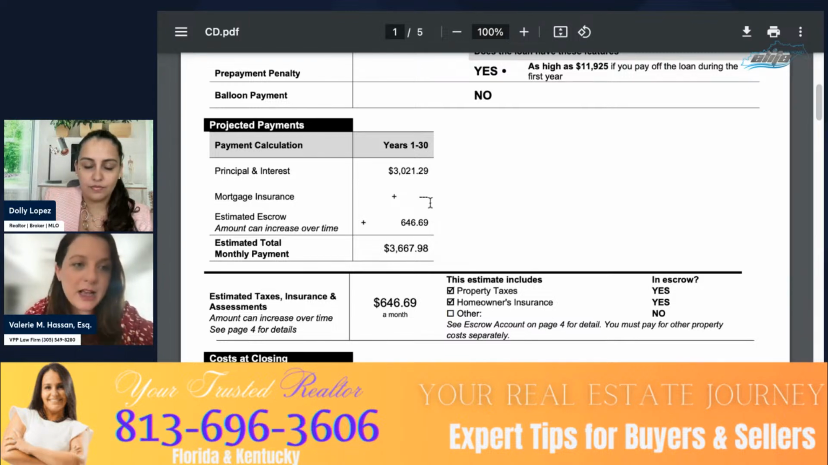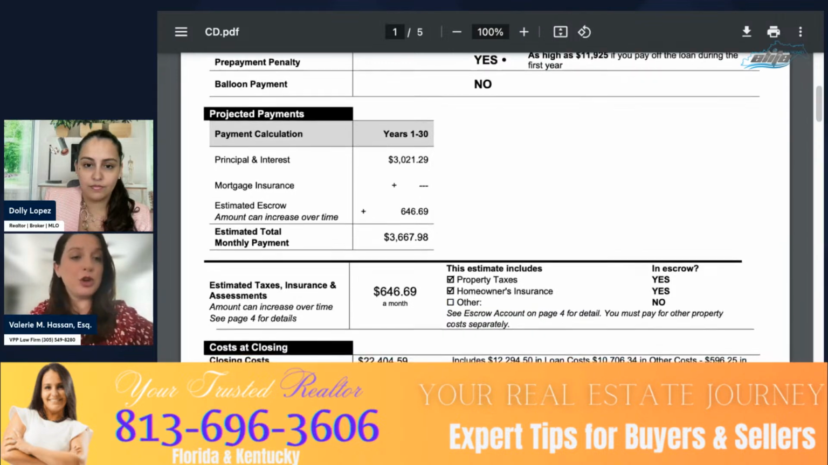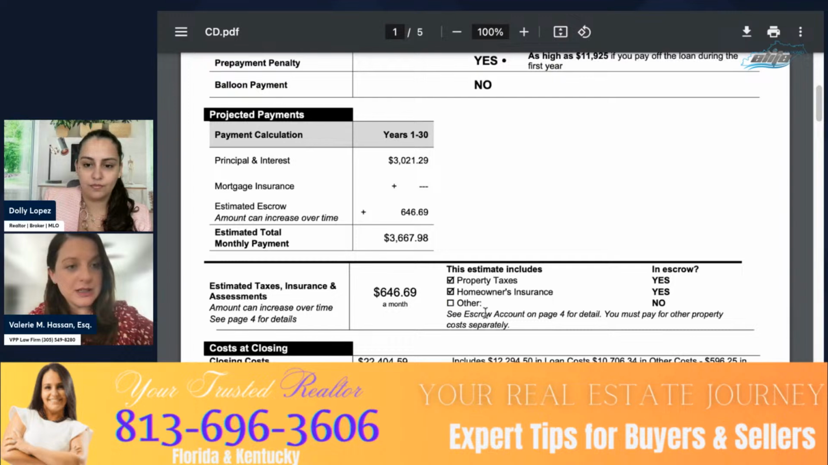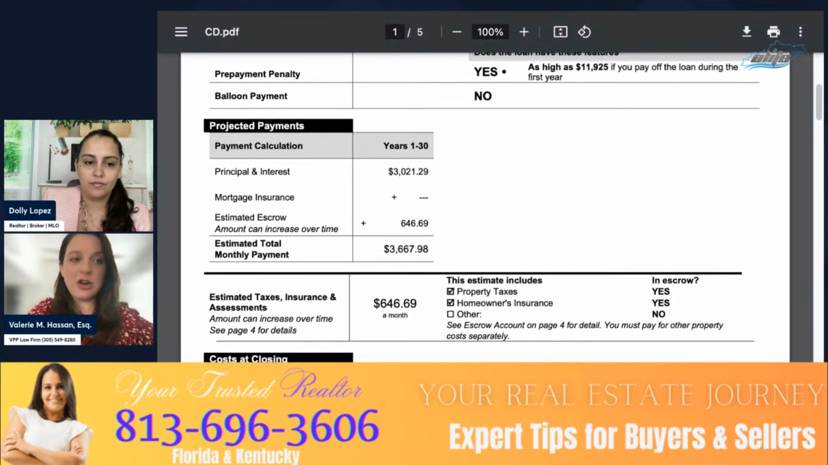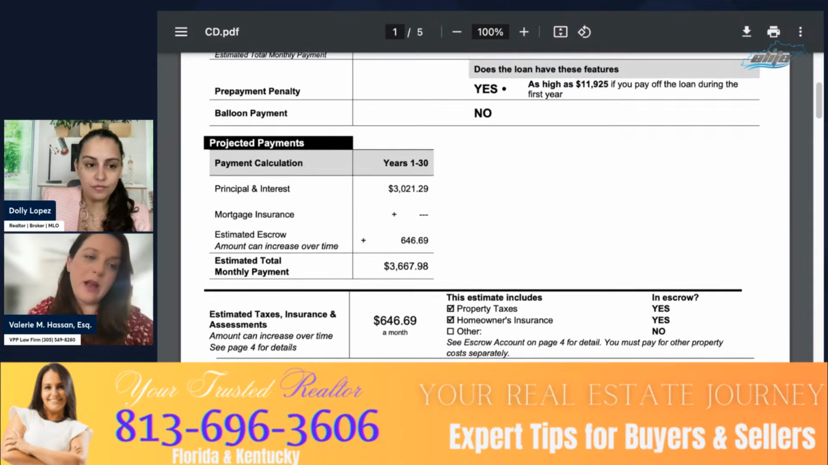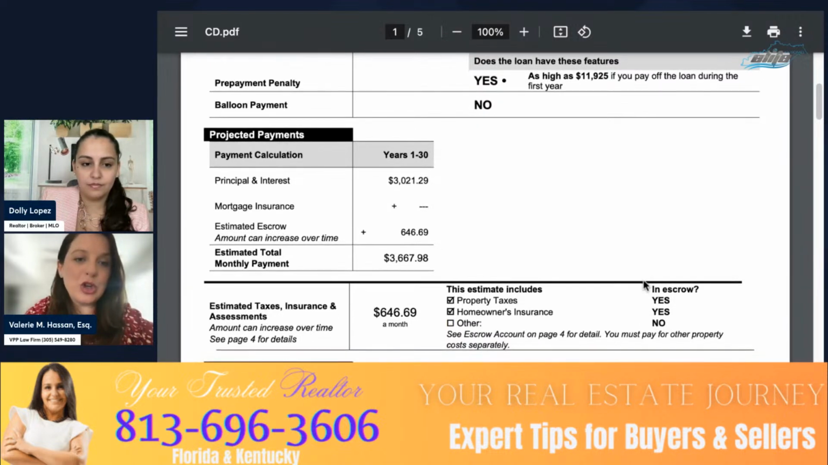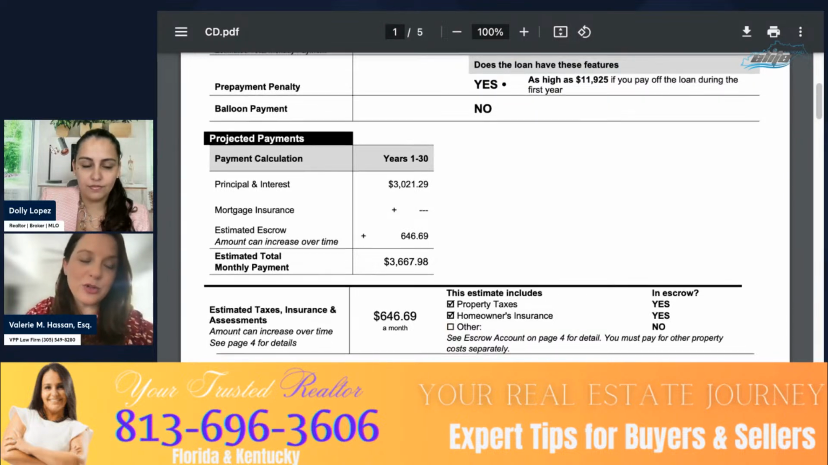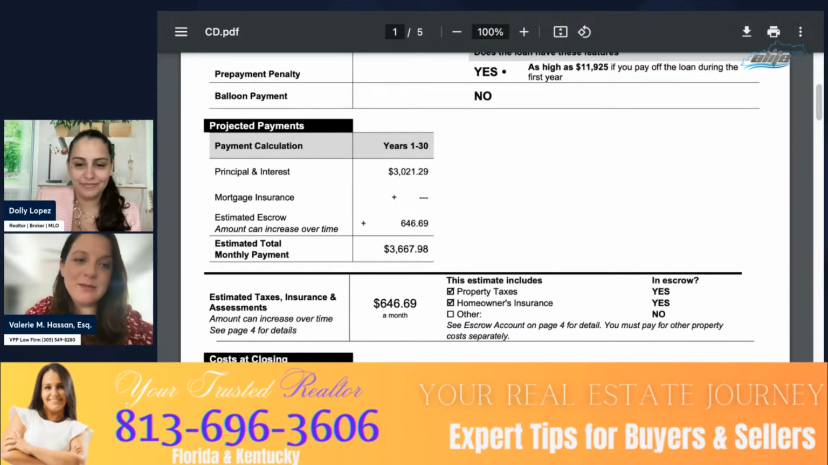Now, that estimated escrow is the only thing that can change from year to year, because sometimes insurance premiums go up, sometimes property insurances go up, sometimes property taxes go up. So it all depends on the situation of that year and where we're looking at as it relates to property taxes and property insurance. So it's very important to know that, yes, it's a fixed amount, but it could change ever so slightly, only because our policies and our homeowners insurance change, and so do our property taxes. So it's very important to keep that in mind.